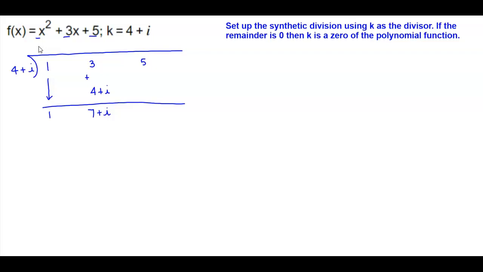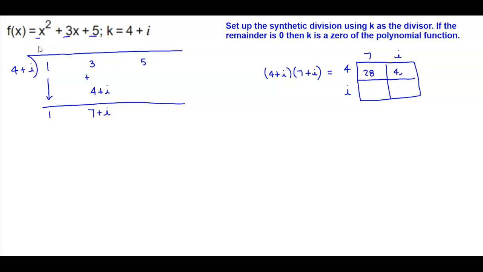Okay, now we need to multiply 4 plus i times 7 plus i. And the way to do that is by using the box method. So we have 4 and then i, which gives us 2 rows, and then 2 columns, we have 7 and then i. So we have 4 times 7, which is 28, and then 4 times i, which is 4i. 7 times i gives us 7i, and i times i is i squared.